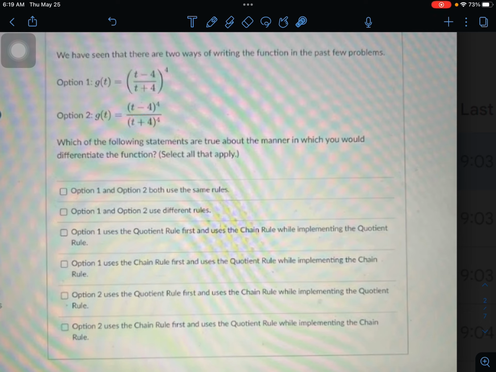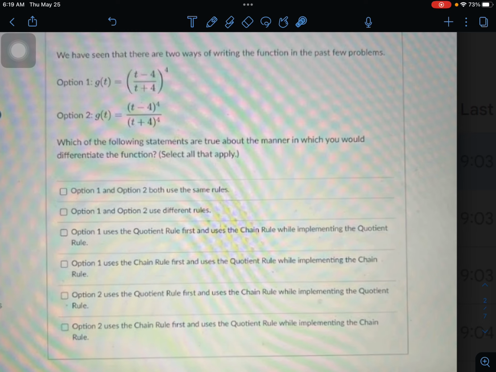Which of the following statements are true? So I'm reading this part right here, about the manner in which you would differentiate the function. Select all that apply. So let's walk through this carefully. Option 1 and option 2 both use the same rules. Okay. Option 1, option 2 use different rules.